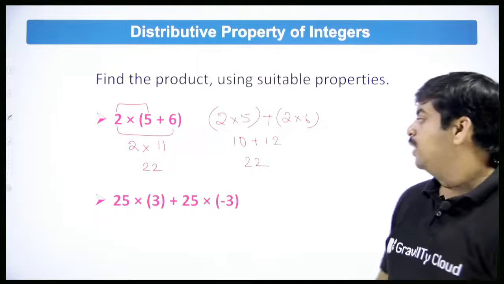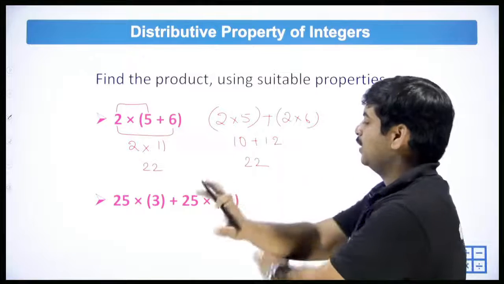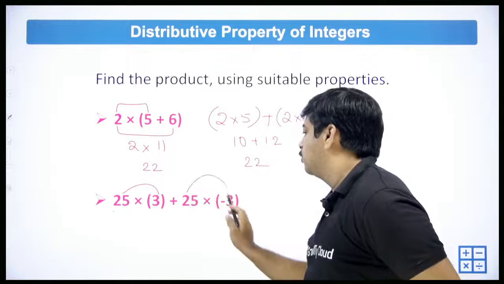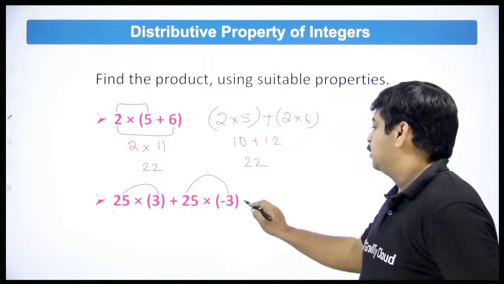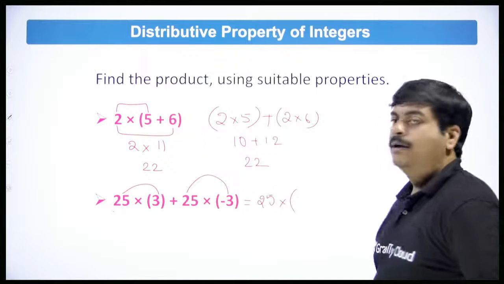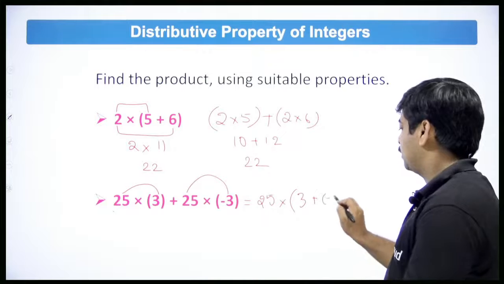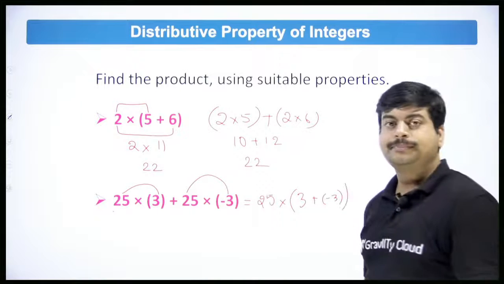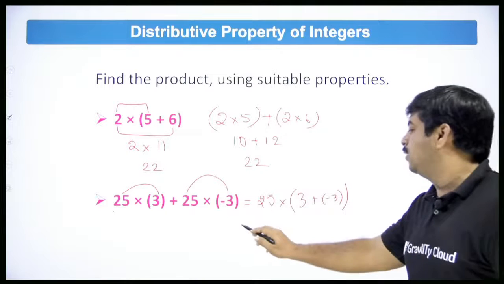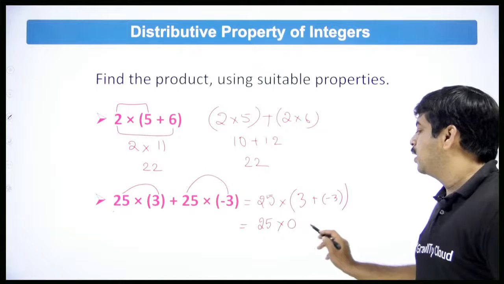What is that? 25 into 3 and 25 into minus 3. It is again the reverse way. 25 we are distributing to 3 as well as 25 we are distributing to minus 3. So using the distributive property, I can write that as 25 multiplied by both the numbers, 3 plus minus 3. So what is 3 minus 3? 3 minus 3 is 0, so 25 into 0. 25 into 0 will give you the answer as 0.